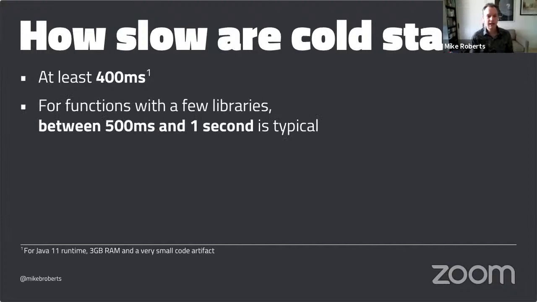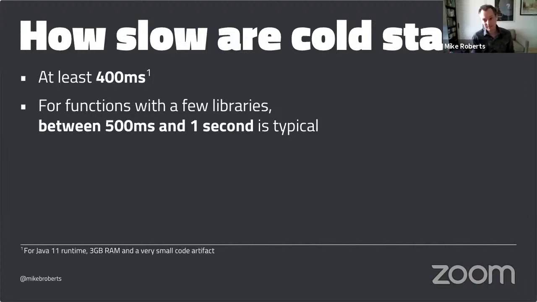Typically though, for functions with a few libraries, for a standard configuration, it's a good rule of thumb to think about your Java Lambda functions having a cold start of between half a second and a second. That's about typical. You can tune it. Obviously, you can get close to that 400 millisecond time, but between half a second and a second is about typical. It can be a lot worse than that, depending on what you're doing. But this is what I tend to think about.